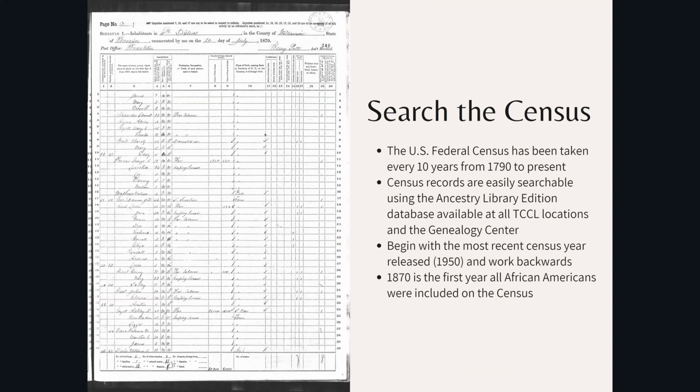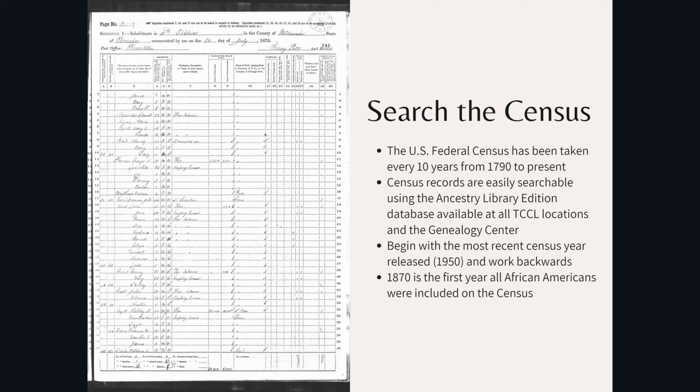The next step after you have gone through all of those steps is to begin searching the census. So the US federal census has been taken every 10 years from 1790 to present. The most recent census was taken in 2020. The census records are easily searchable using the Ancestry Library Edition database, which is available at all TCCL locations, including the Genealogy Center. What you want to do is begin with the most recent census year and work backwards.